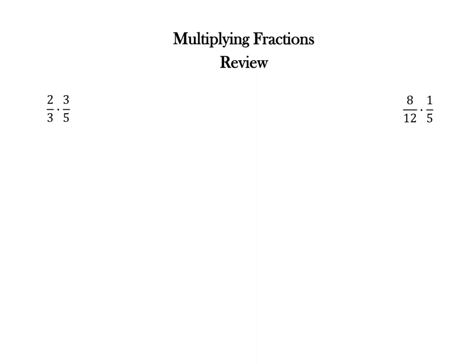Okay, so I'm going to review with you how to multiply fractions. The first thing you want to remember when you're multiplying fractions is that you want to multiply across. So in the first example, we can multiply 2 times 3 gives you 6, 3 times 5 gives you 15. And then to simplify, the numerator and the denominator both have a 3 in common. So we're going to divide the 6 by 3 to get 2, and the 15 by 3 to get 5.